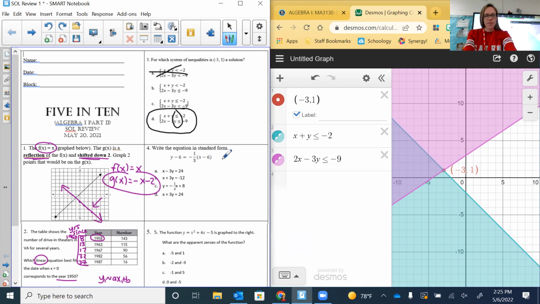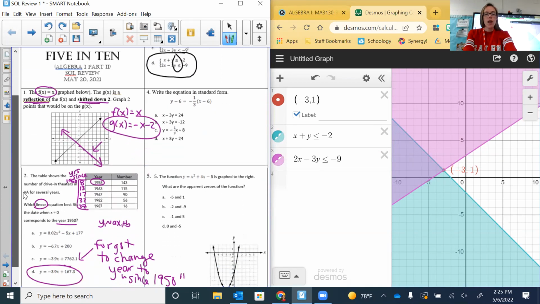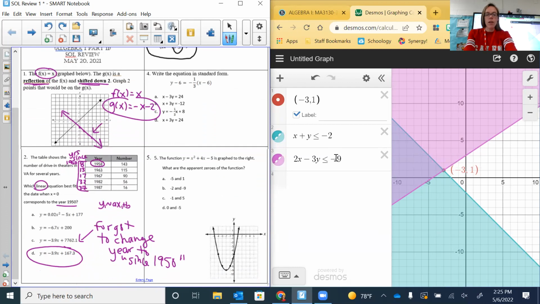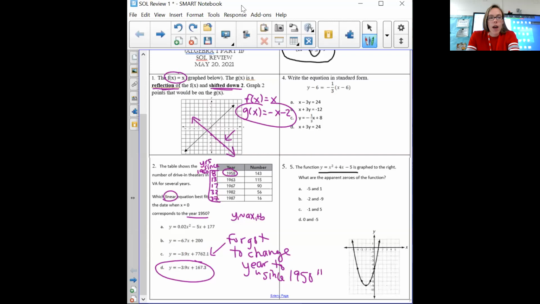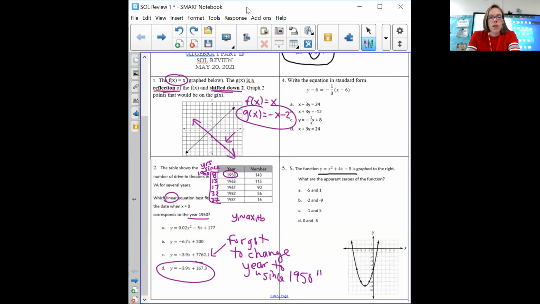So there you go. I'm going to skip down to number 5 for a second, because that uses Desmos as well, and then we'll go back and do number 4. So number 5 says the function is graphed. Actually, I don't even need Desmos for that. They already gave me the graph. What are the apparent zeros from the graph? So let's see here.